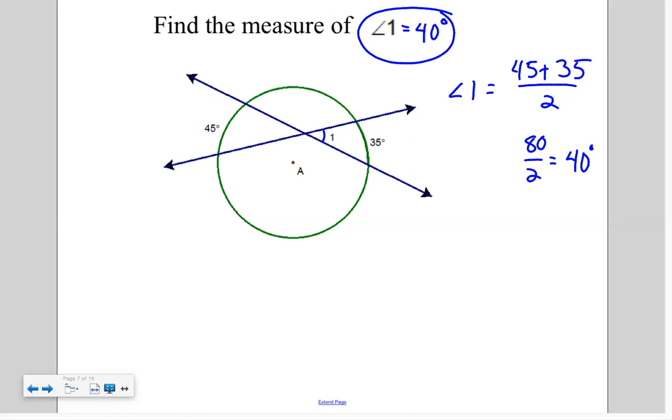Okay. And what's nice is this works no matter where these two secant lines intersect within the circle, as long as you know the two arc degree measures. If you find the average of those, you will get your angle measure.